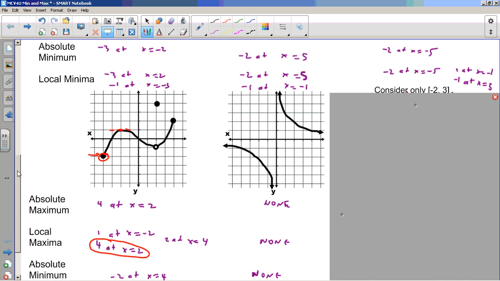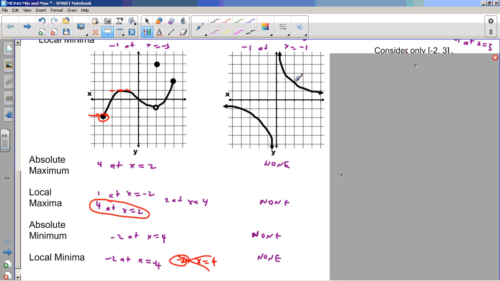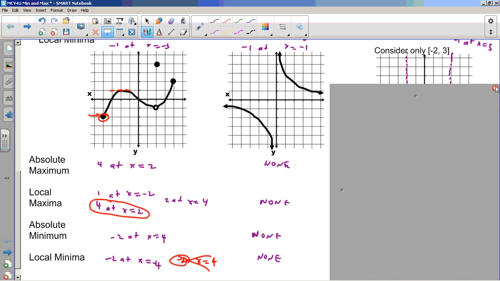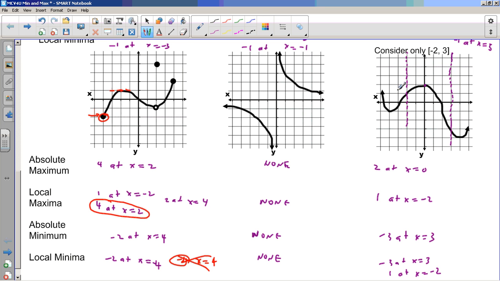I wanted to point out, we talked about this one in functions as well. No minimums or maximums on this, right? It keeps going up forever. There is no maximum. And similarly, there is no minimum. If I am asked to consider the absolute minimums or maximums only on an interval, then I'm going to slice off this function that's given and pick out the minimums and maximums just on the piece that I've got.